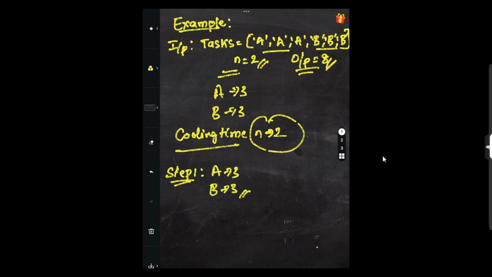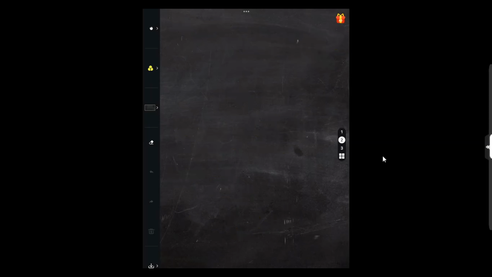Now we are pushing these counts into the max heap or max priority queue. Now we have 3 and 3. In the priority queue we have 3 and 3, right? In step 2, what we have discussed, we have to process tasks in cycles of n plus 1 intervals.